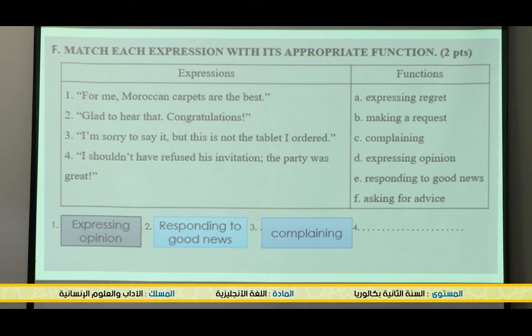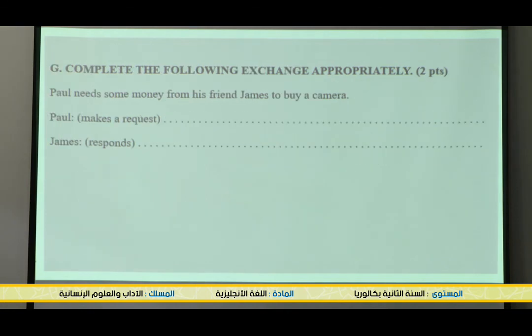Number 4, I shouldn't have refused his invitation. The party was great. So my friends went to the party. They told me that, you should have come. The party was a lot of fun. And I say, yeah, I should have gone. I should have accepted his invitation. So what am I doing here? I am expressing regret.